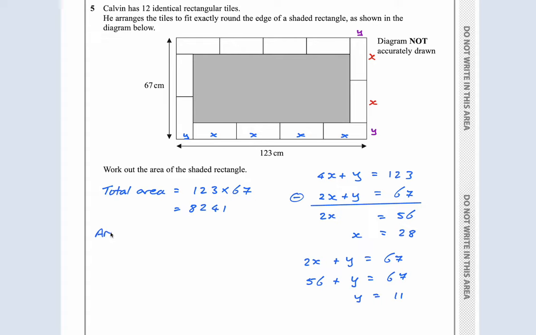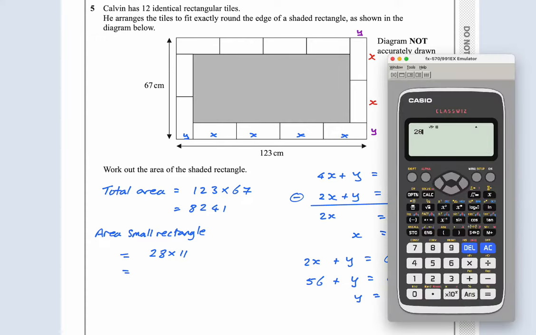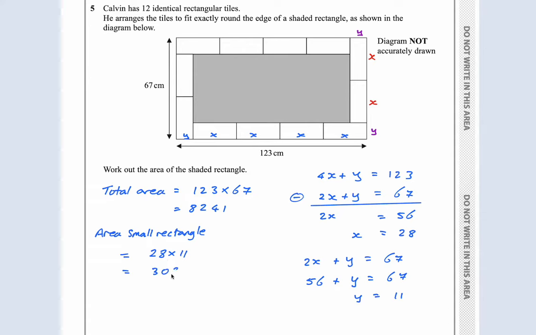Area of small rectangle is equal to x times y, which is 28 times 11, which is 308. But we have 1, 2, 3, 4, 5, 6, 7, 8, 9, 10, 11, 12. I have 12 of them.